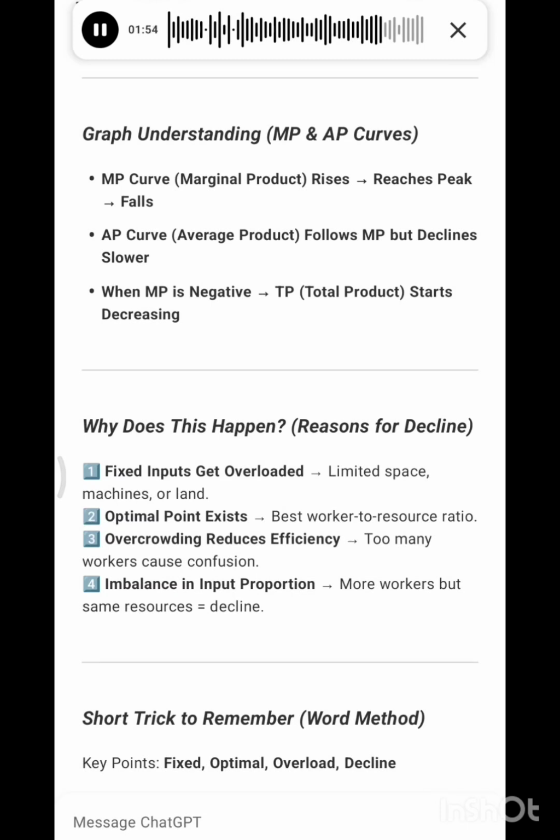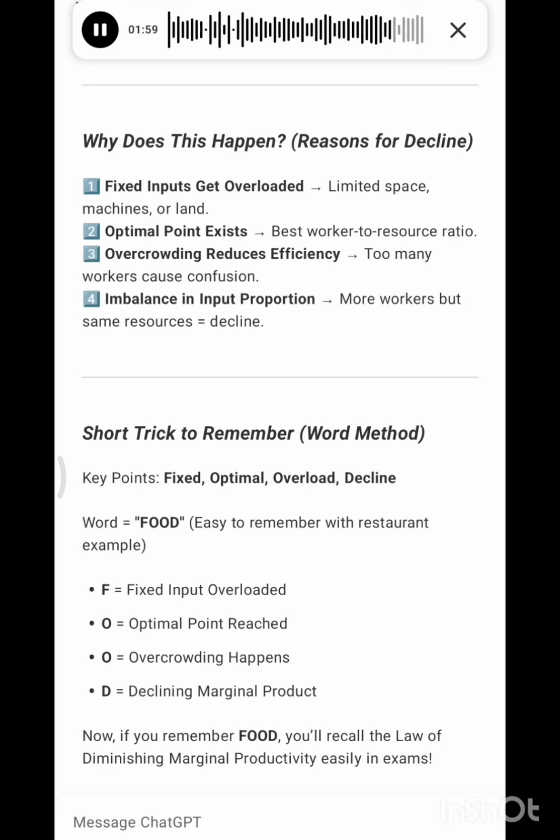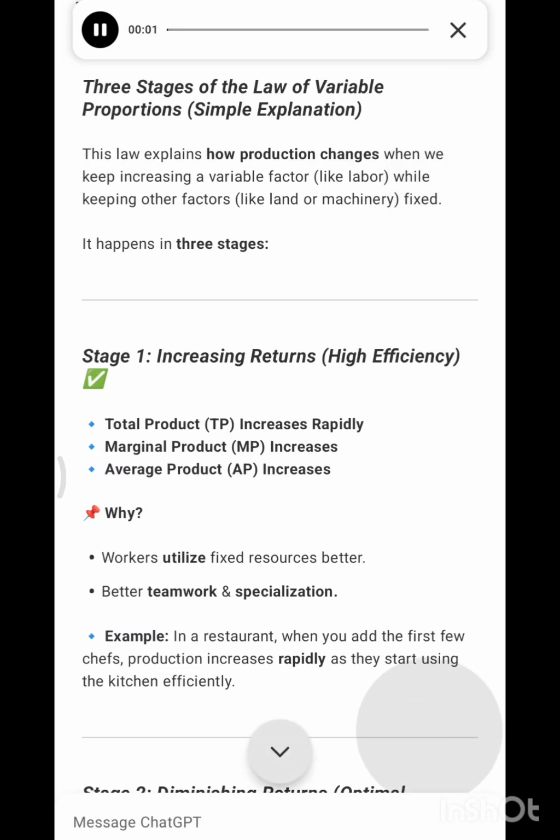A short trick to remember, word method. Key points: fixed, optimal, overload, decline. These are the stages of the law of variable proportions.